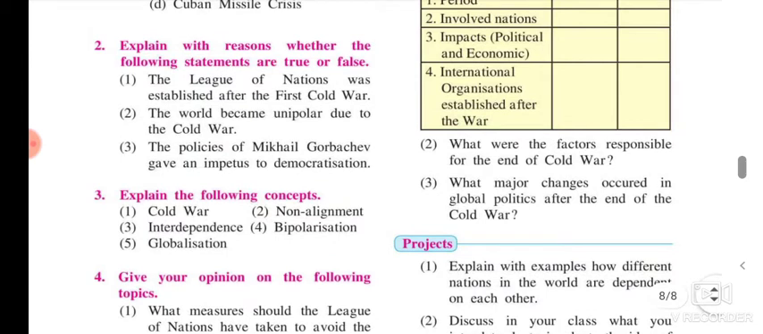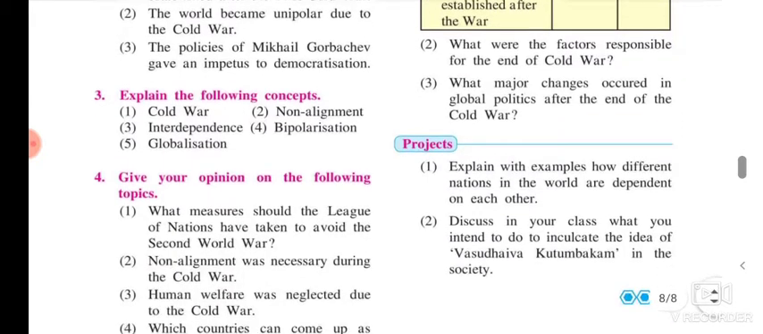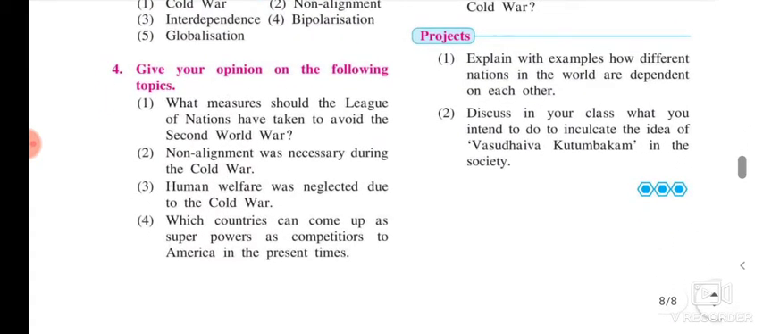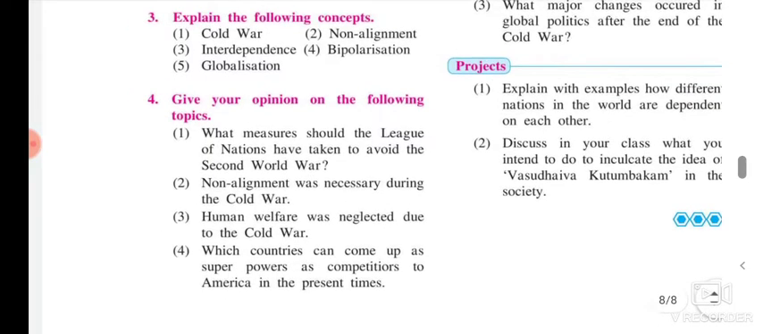Explain with reasons whether the following statements are true or false. First one, the League of Nations was established after the First World War. Second one, the world became unipolar due to the Cold War. Third one, the policies of Mikhail Gorbachev gave the impetus to democratization. Third question. Explain the following concepts: Cold War, non-alignment, interdependence, bipolarization, and globalization. The most important words in this unit.